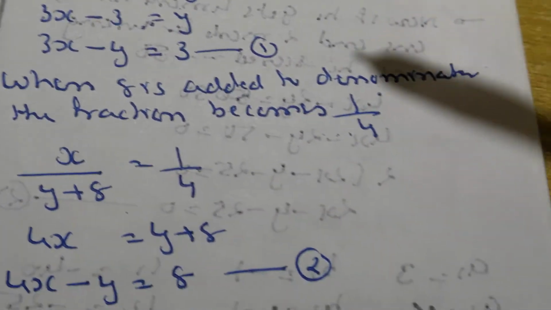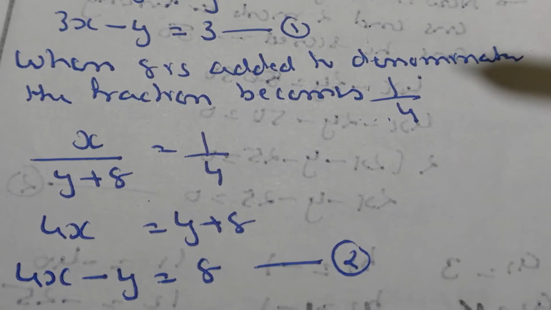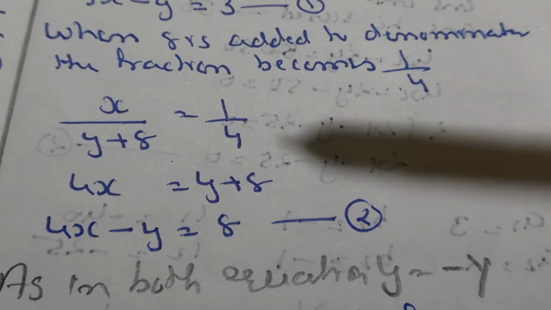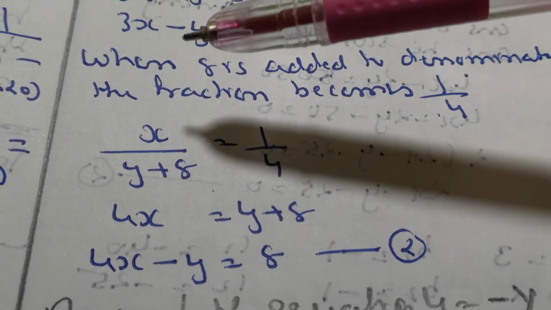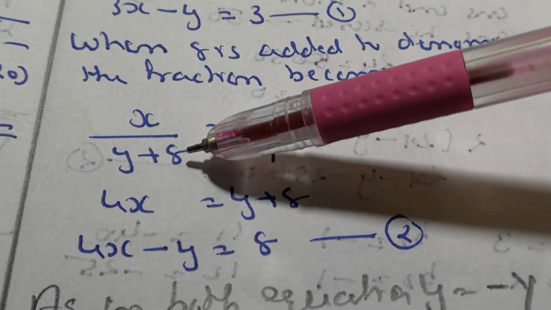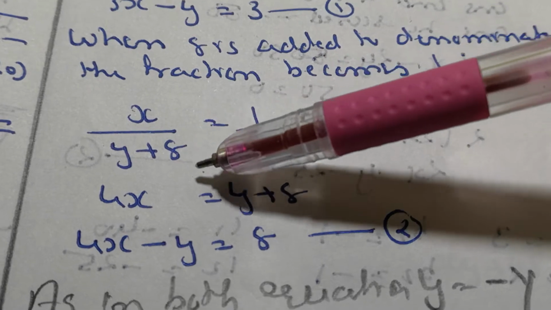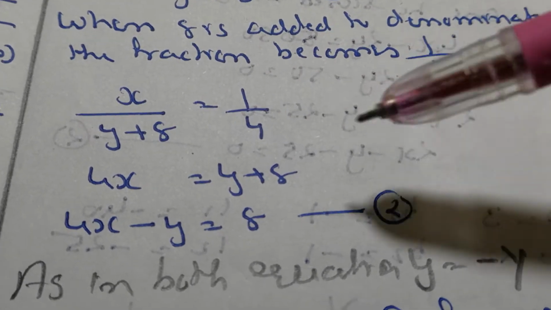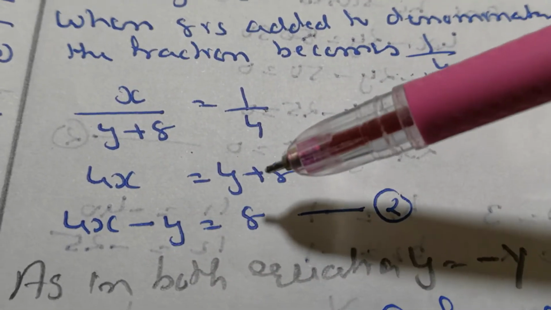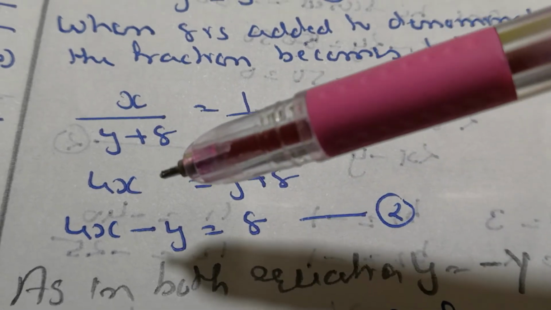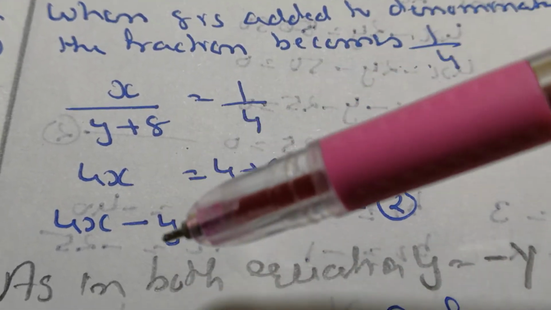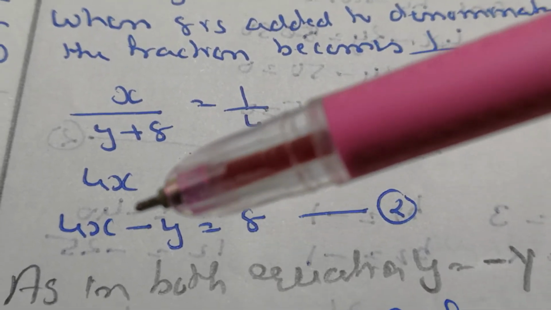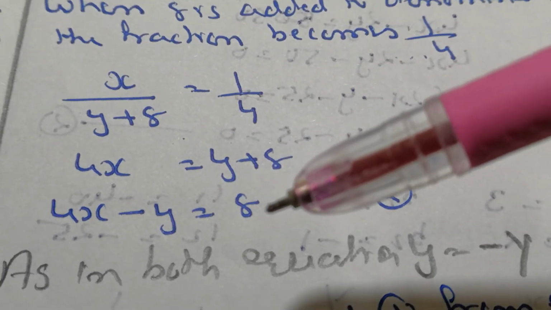Now when 8 is added to the denominator, the fraction becomes 1 upon 4. So I am adding 8 to the denominator, that is y plus 8. So x upon y plus 8 is equal to 1 upon 4. Going for cross multiplication, 4x is equal to y plus 8. Now shifting y to the left hand side, it becomes 4x minus y is equal to 8.